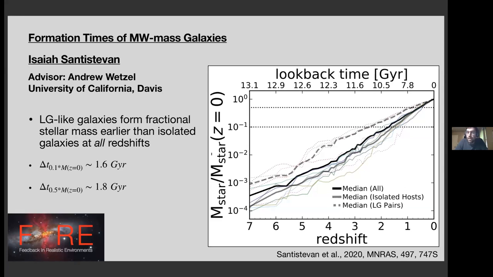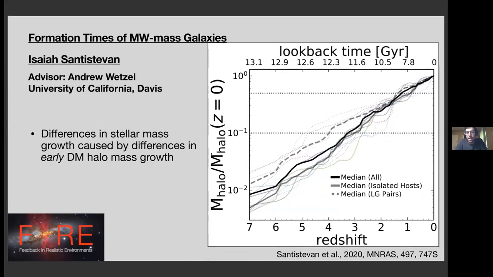So this raises the interesting question of why does this happen? And so we thought this was originally related to the dark matter halos. So if we go to the next slide, what I'm showing here is the same kind of plot that we just looked at, except we're looking at the fractional mass growth of the dark matter halos that host these galaxies. And for redshifts greater than about 2.5 or so, what you should see is, again, the Local Group-like galaxies are forming their dark matter halos earlier than the isolated galaxies do.